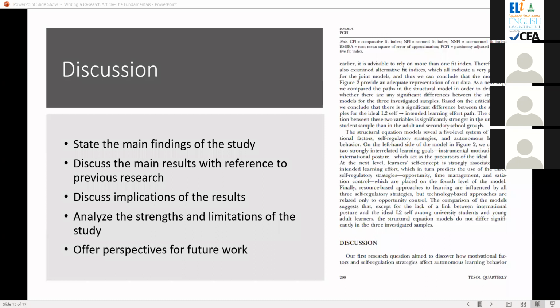Okay, so in the discussion, you go back and refer to the literature review, and then you start to ask, where do you stand in all of this? You started an argument, you positioned yourself to a degree in the literature review. And in the discussion, it really shows where you are. You also start here to analyze the strengths and the limitations of your study.